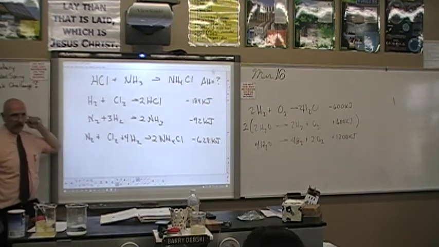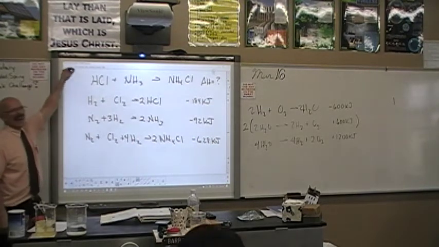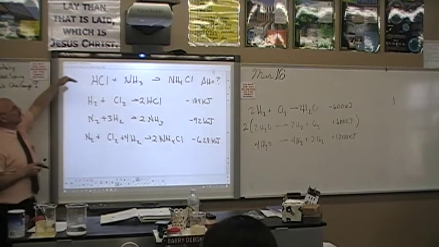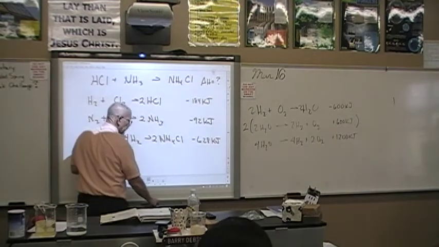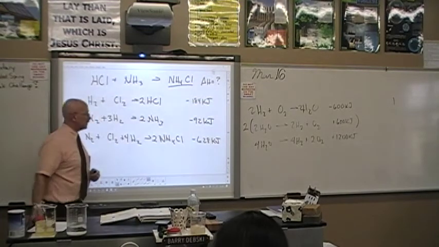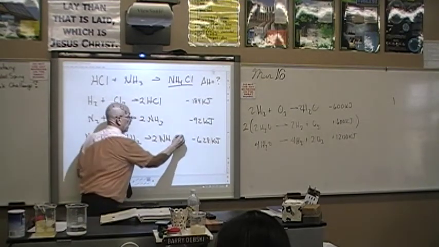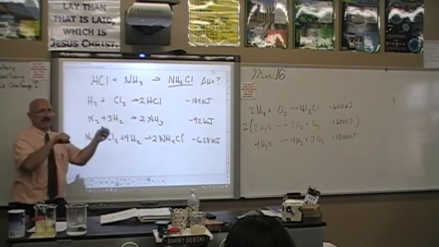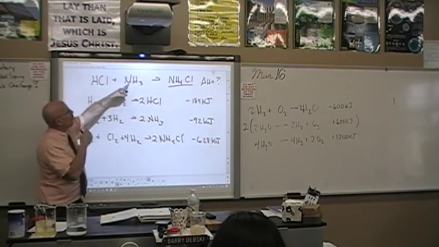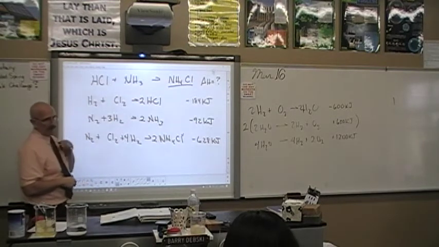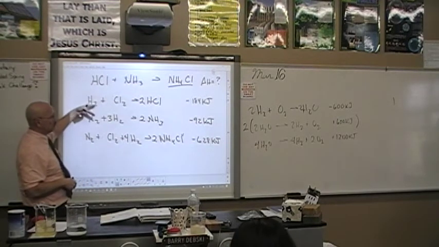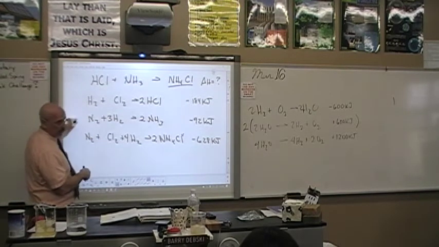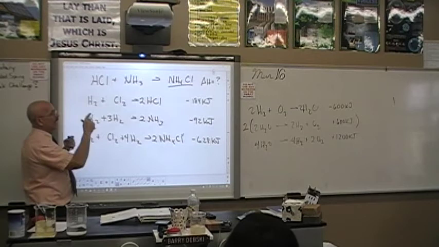Okay, so here's the problem. I know these 3 things, and I need to figure out that one. So again, start with what you're looking for. I need to have NH4Cl on the right. Check. I'm not going to worry about the quantity; let's just get things in the right positions. I need ammonia on the left, and hydrochloric acid on the left. So I need to flip this one and this one around, switch it and change the sign.